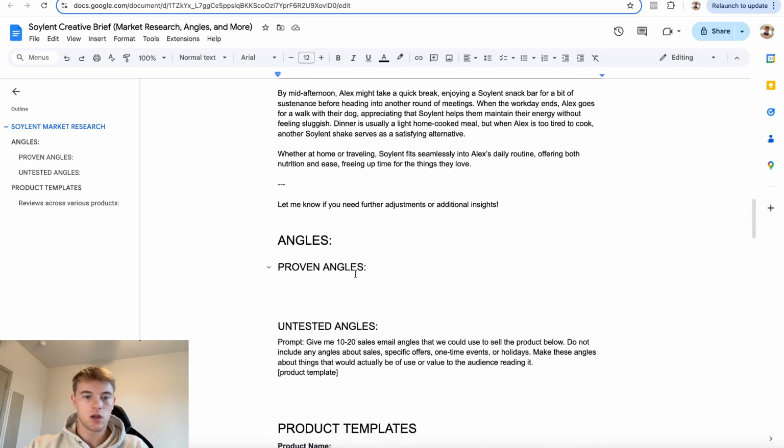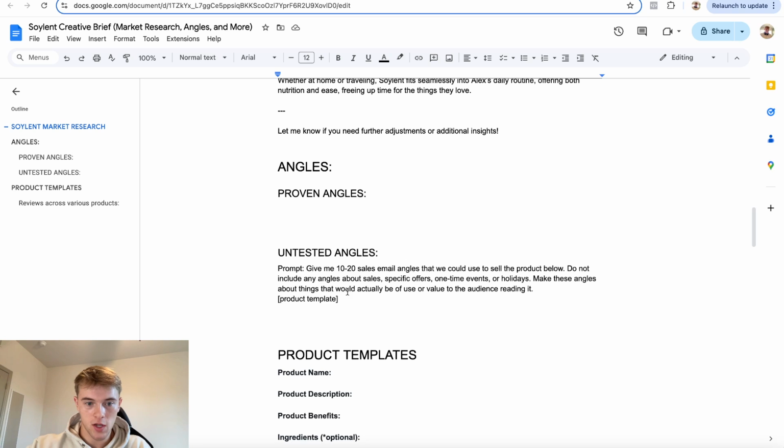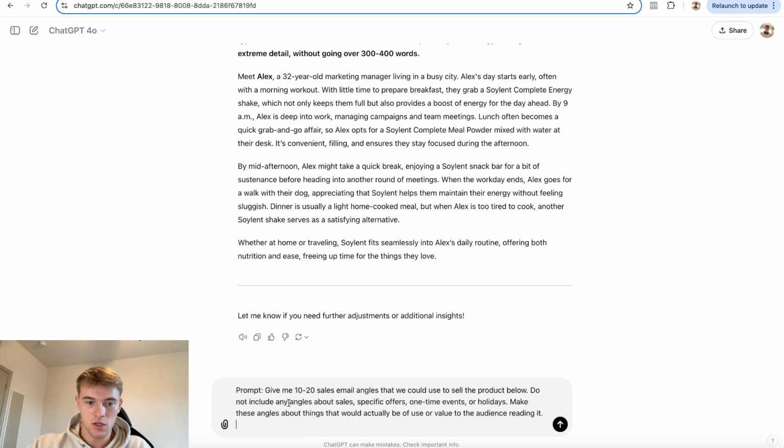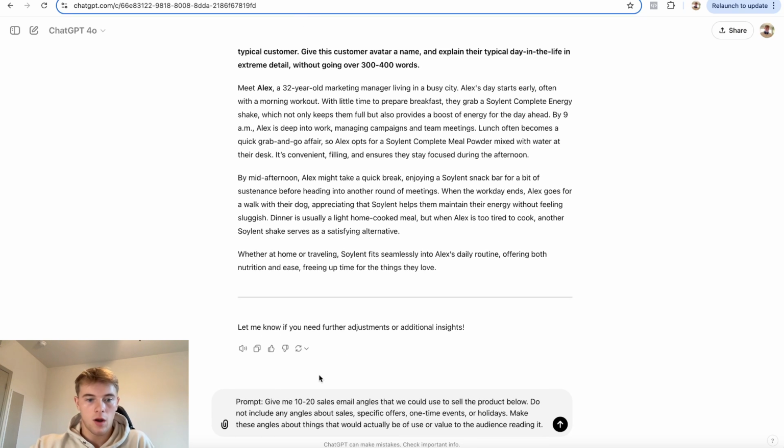Now, what we are going to do is we're going to use this prompt right here, and we're going to throw that into ChatGPT. And this is the part where we're actually going to get our angles. So, prompt, give me 10 to 20 sales email angles that we could use to sell. And this is based on a specific product, so I'm going to change this up a little bit. Let me come back after I've changed it.